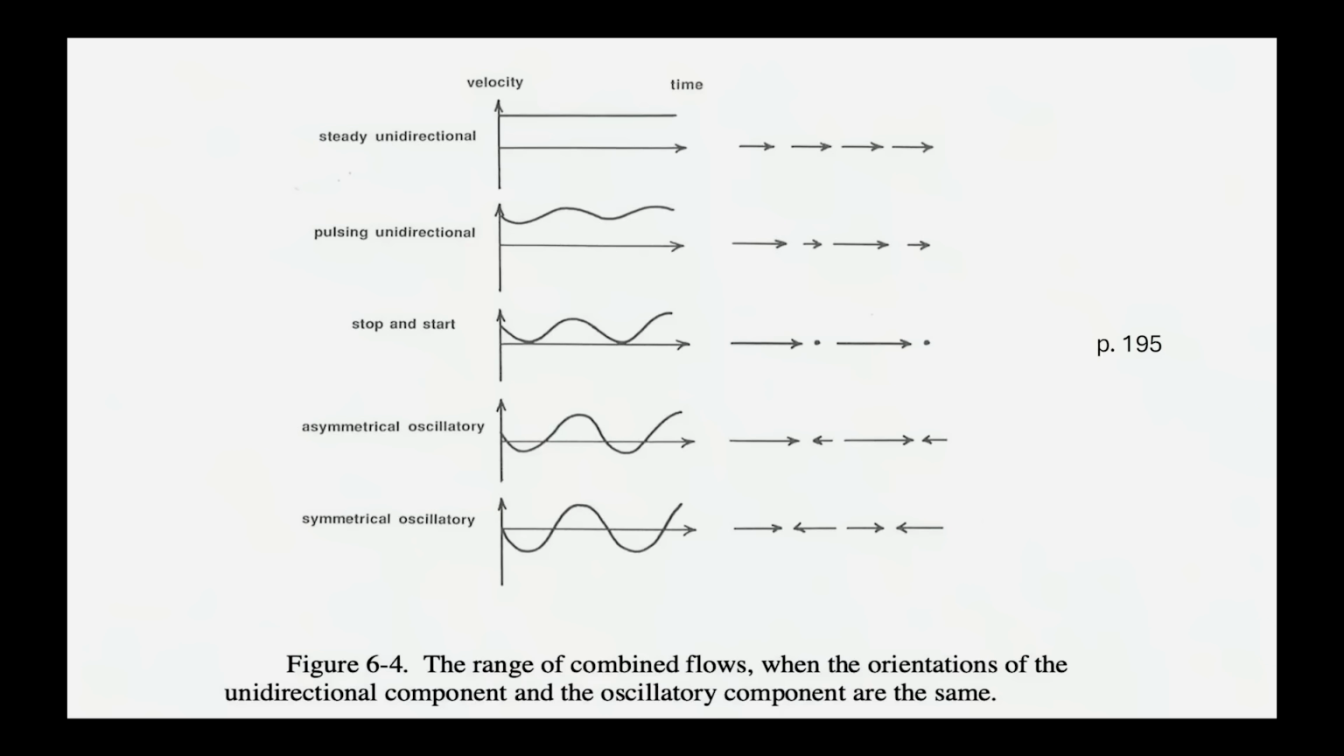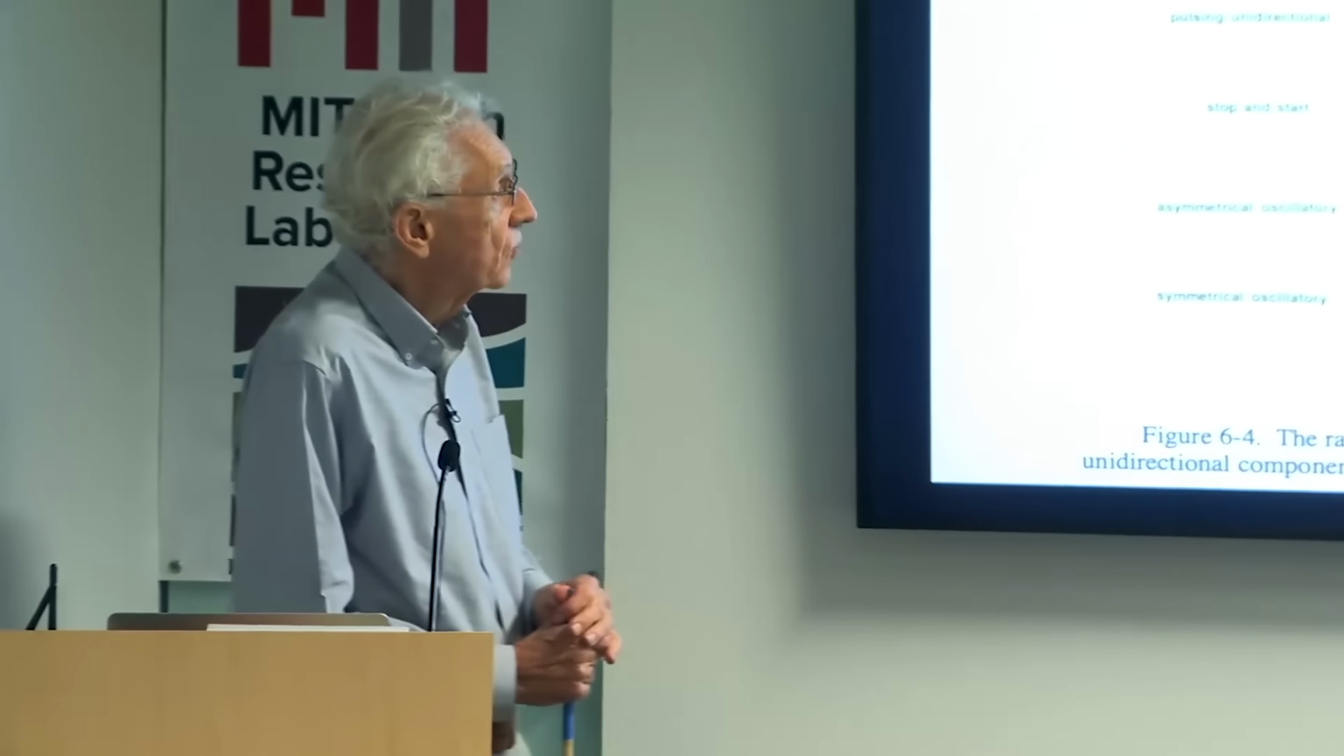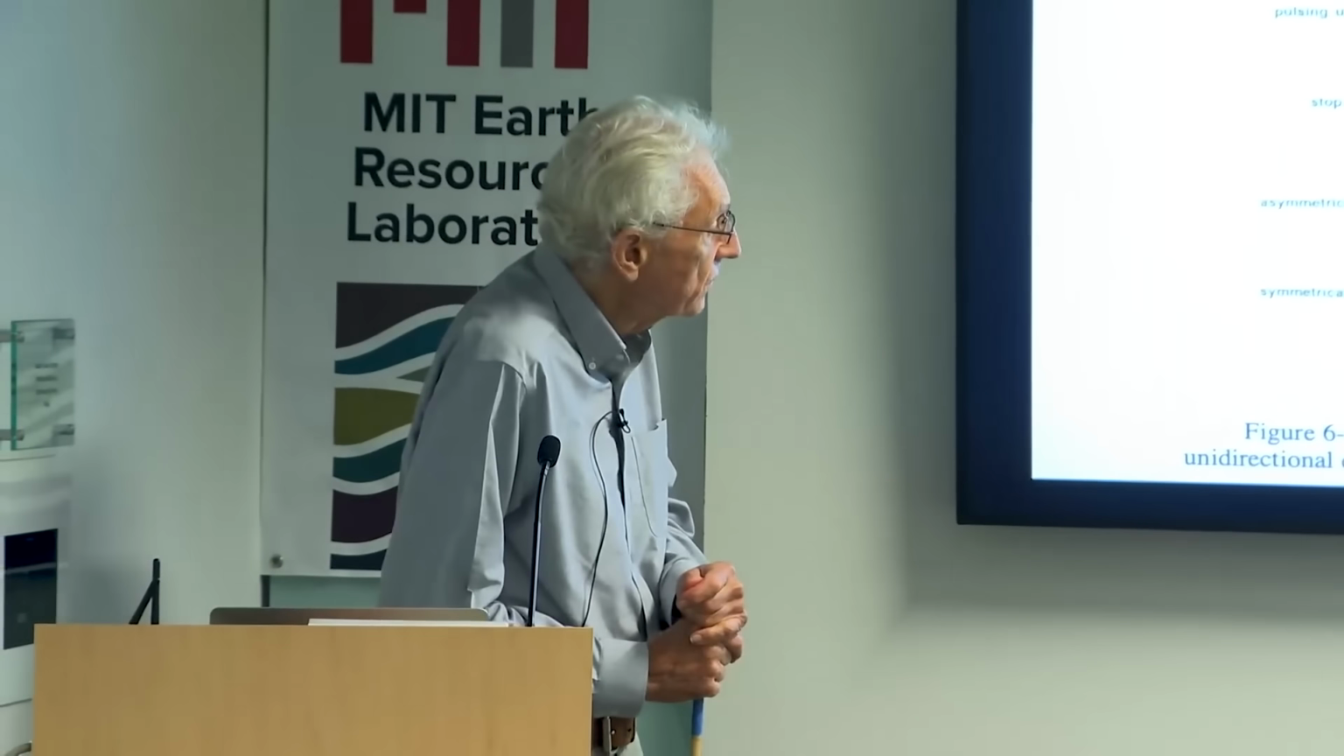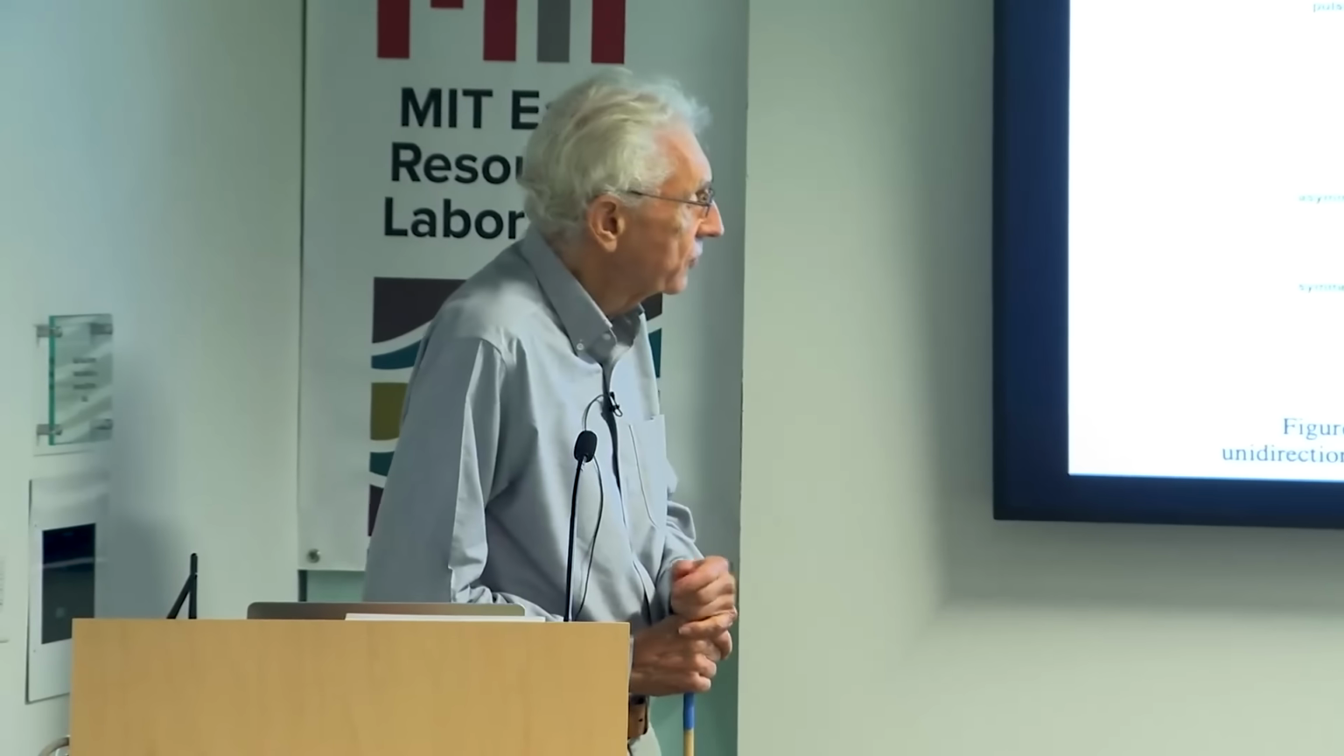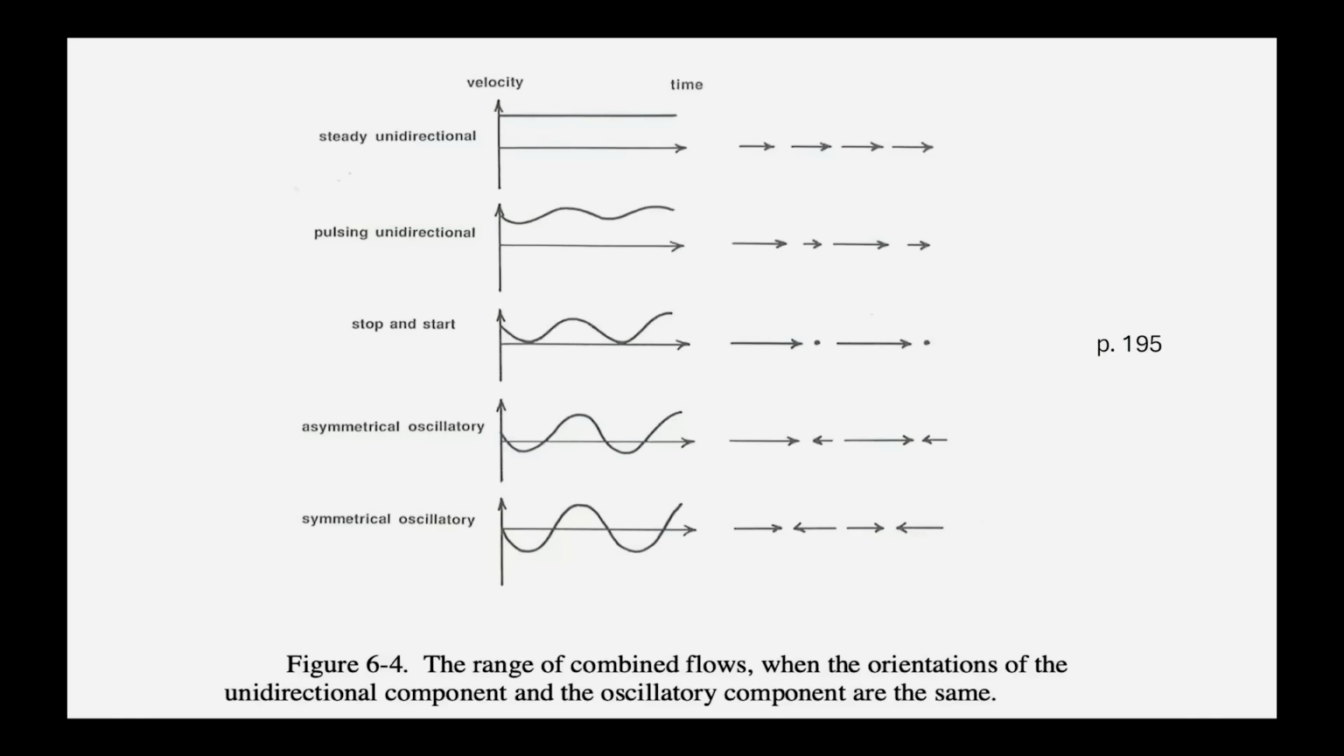But if the oscillatory component dominates over the unidirectional component, you get an asymmetrical oscillatory flow until finally you get to a symmetrical oscillatory flow. And any one of these unidirectional components and oscillatory components can be combined with each other because we have combined flow.